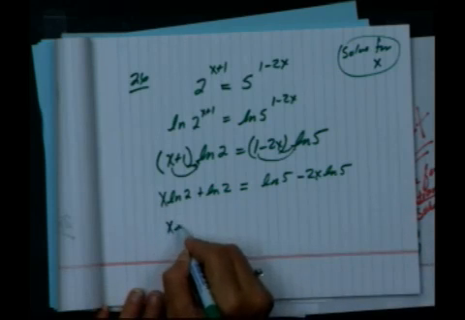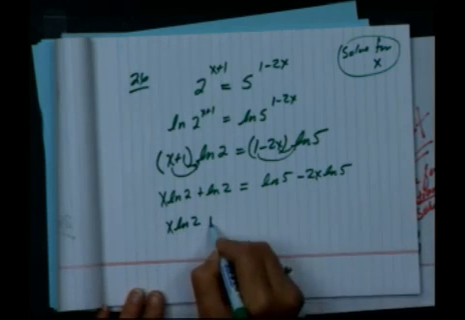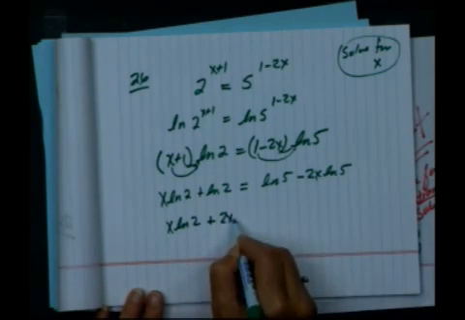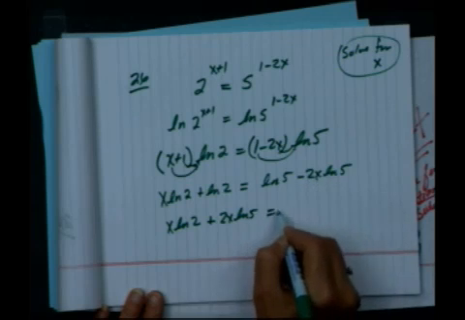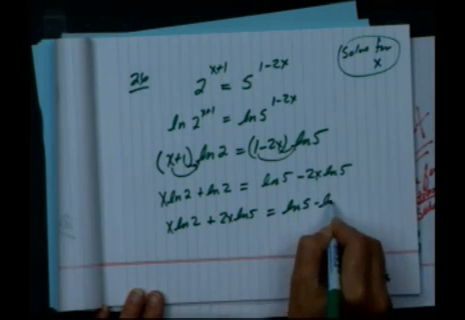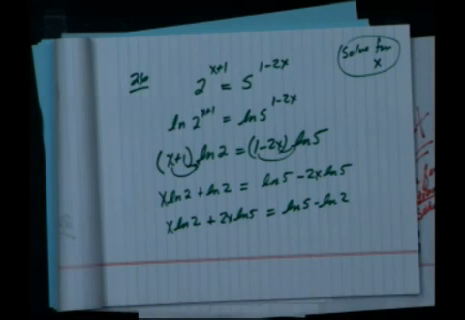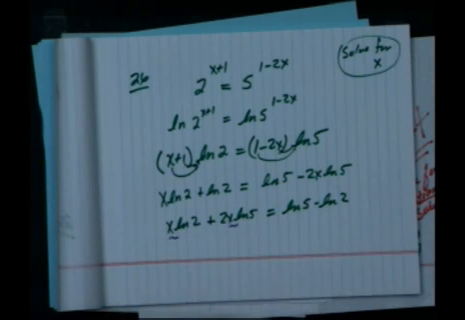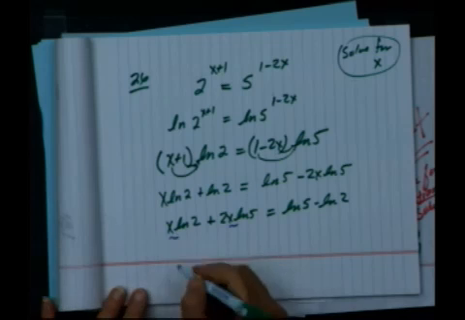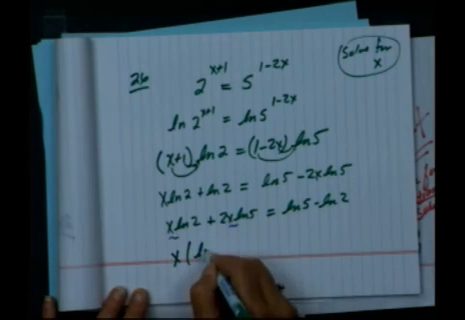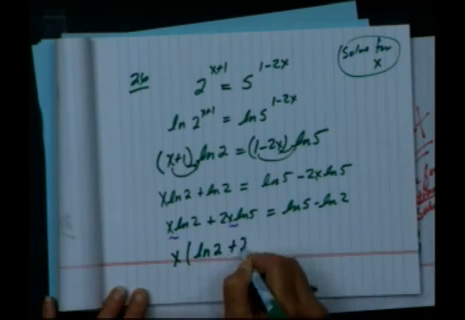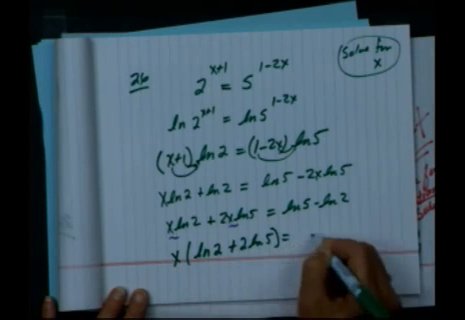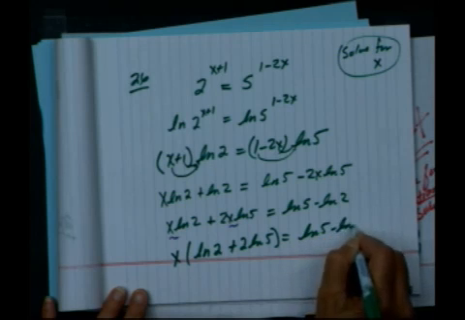So we have x natural log of 2 plus 2x natural log of 5 equals natural log of 5 minus natural log of 2. Are we starting to feel a little better now? What's my goal? Solve for x. So how do I get an x out of these two terms? The big F word, factor. Factor out the x. Log 2 plus 2 log 5 equals natural log of 5 minus natural log of 2.